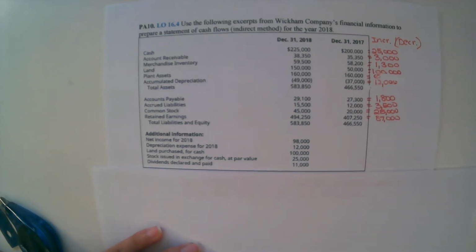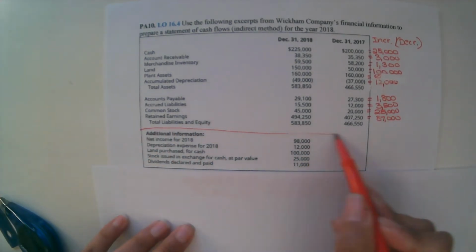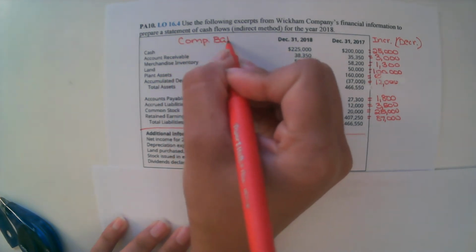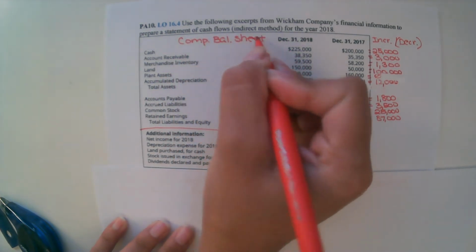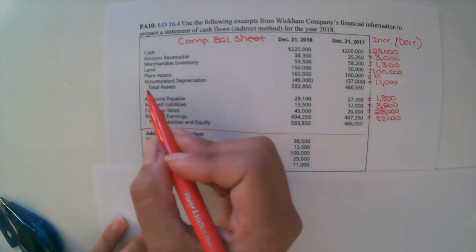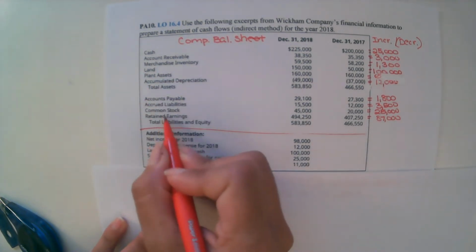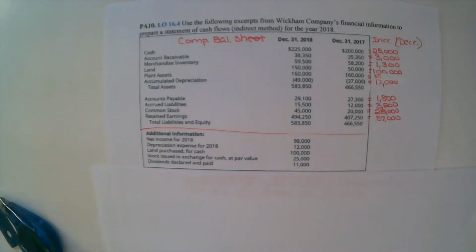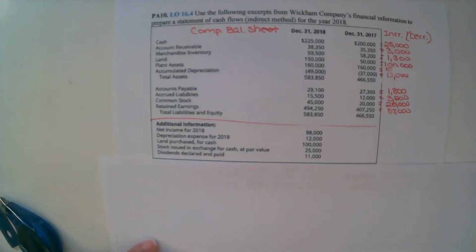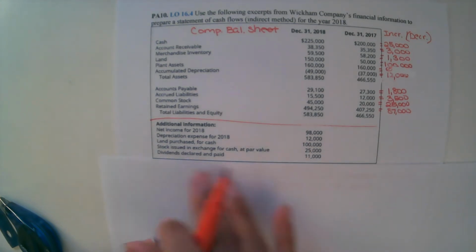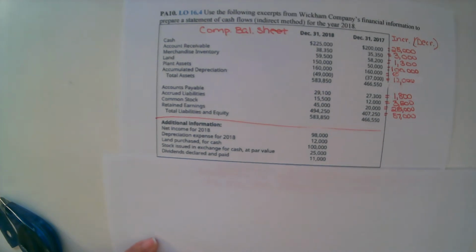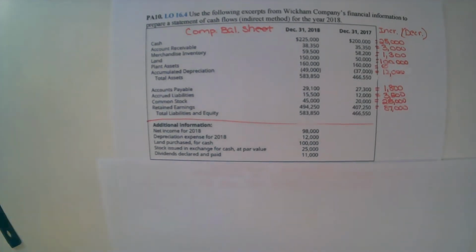Okay, so that's what we do for the comparative balance sheet, which this top part is right here. This is a comparative balance sheet, because it has our assets, our liabilities, and our equity. Okay, then we have additional information that we're just going to need. Some of it will come from the income statement. Some of it just needs to be told to us. That's down here. All right, so let's go ahead and start setting up our statement of cash flows.